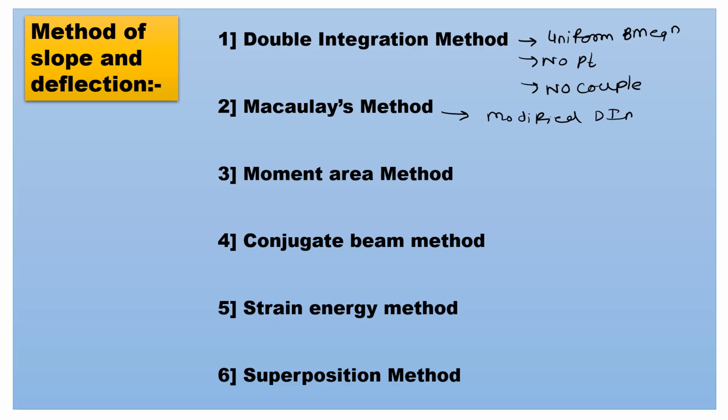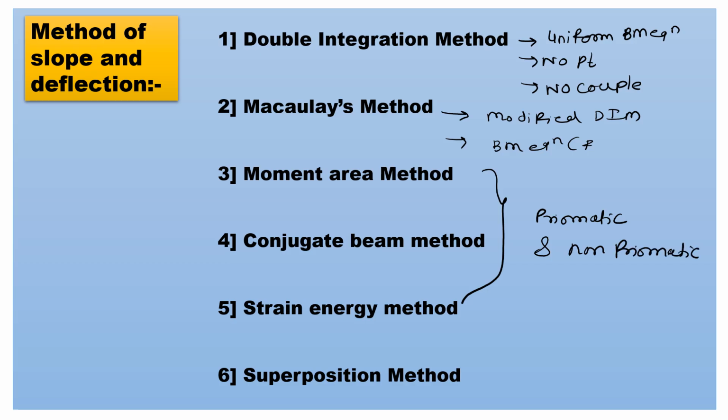In case of Macaulay's method, the bending moment equation is changed from one form to another to solve any kind of span. Then next, in case of moment area method, conjugate beam method and strain energy method, one condition is always that they ask which kind of beam is solved by these three methods. So prismatic and non-prismatic beams are solved from these three methods.